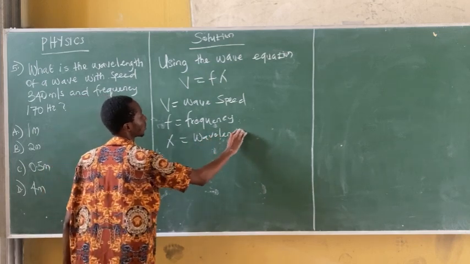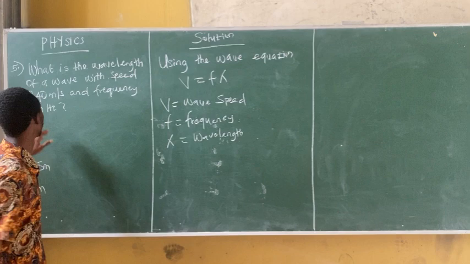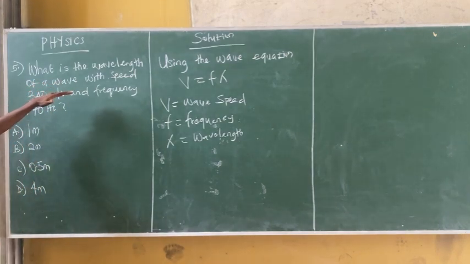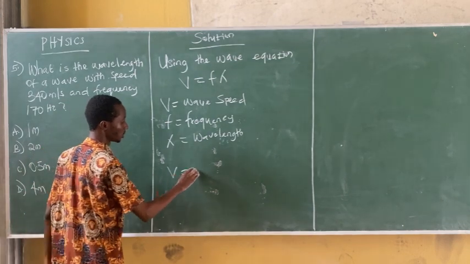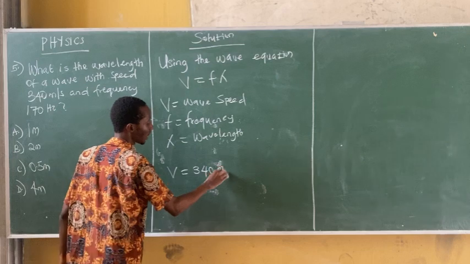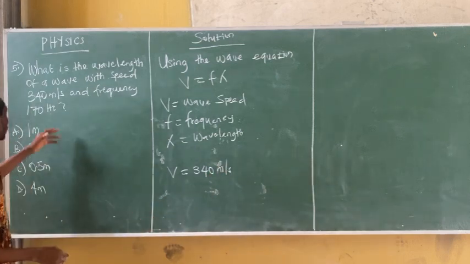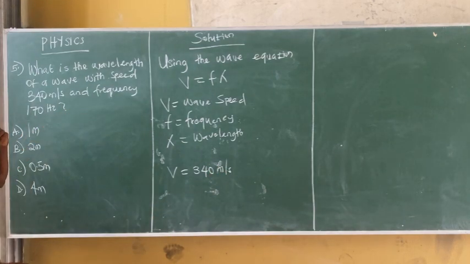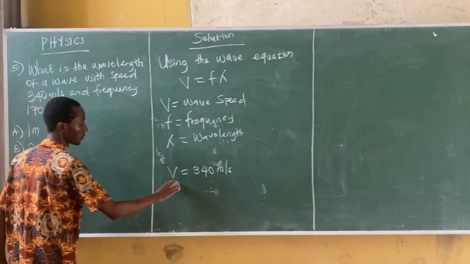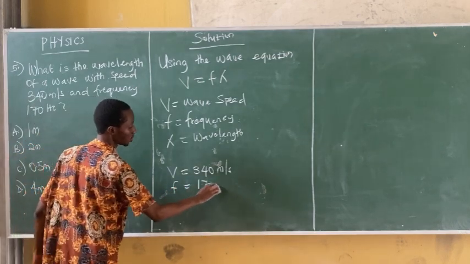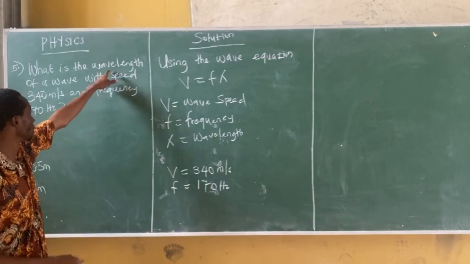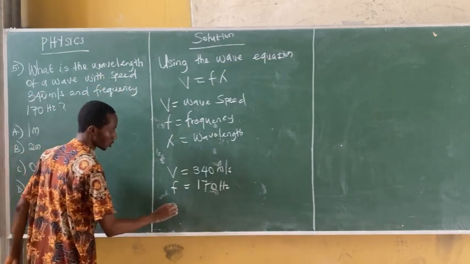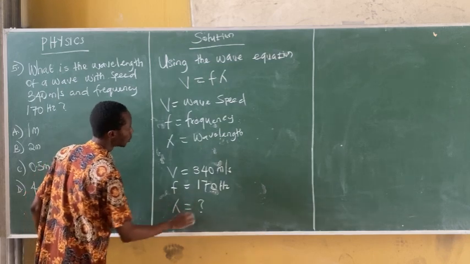Now from the question, they say, what is the wavelength of a wave with speed 340 meters per second? So they gave us V, the wave speed, to be 340 meters per second. They say, and frequency 170 hertz. So they gave us frequency f to be 170 hertz. They ask, what is the wavelength? So wavelength, lambda, we don't know.